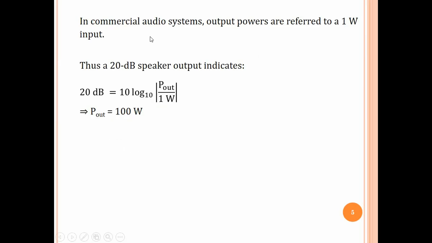What it means is that powers as specified in dB are referred to a 1 watt input. So when I say that I have a 20 dB speaker output, it means that 20 dB is equal to 10 log, 10 because it's power, of the output of the speaker divided by 1 watt. So that 1 watt is assumed. Then 20 dB by 10 is 2, and 10 raised to 2 is 100, and so P out is equal to 100 watts. So 20 dB refers to 100 watts. If it was 40 dB, that is double, so this will be 10 raised to 4 watts, 10 kilowatts. So that's how it goes.